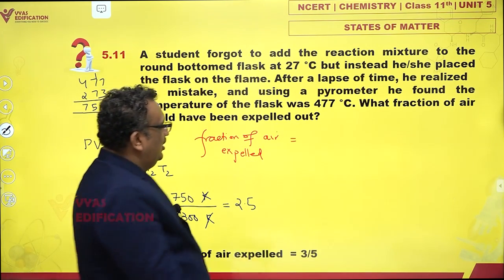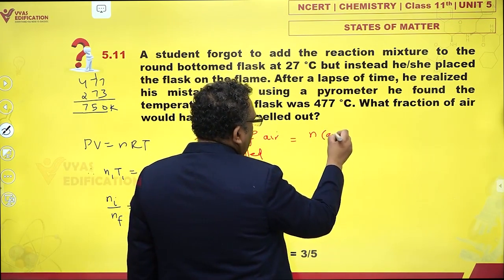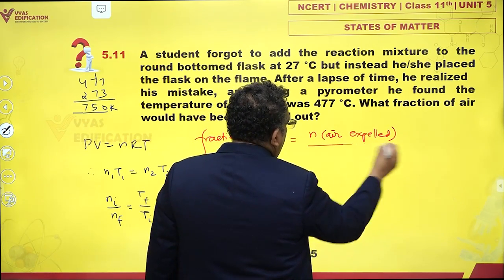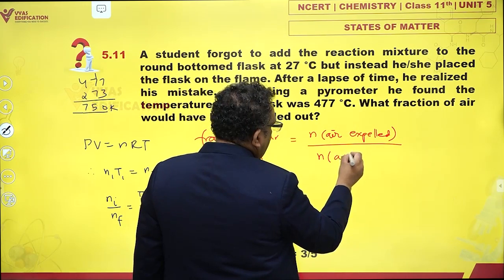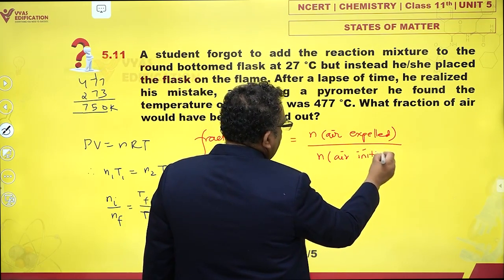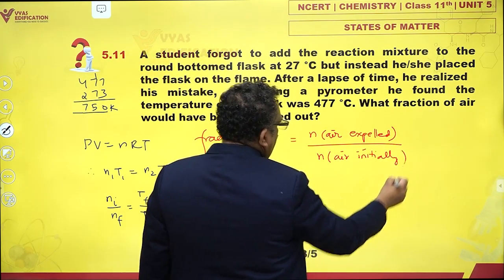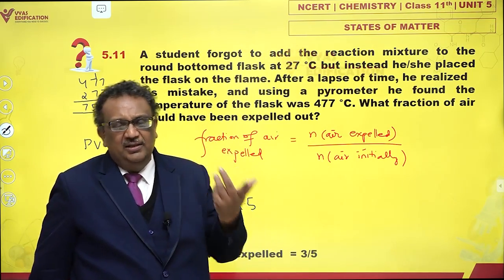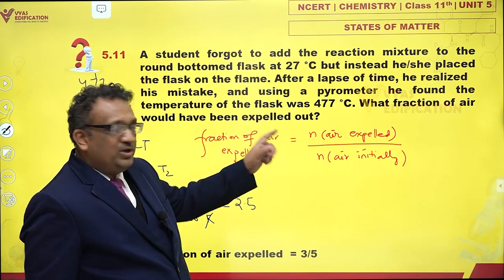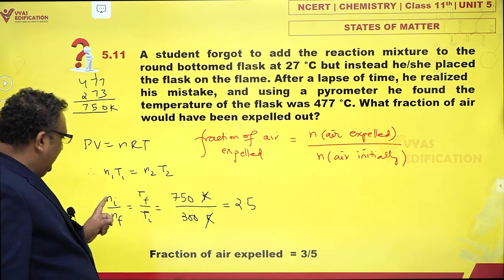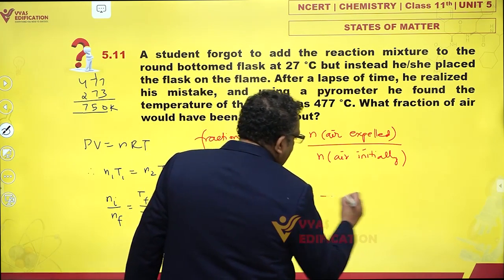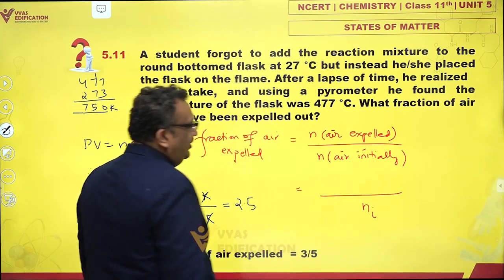Yes, this is moles of air expelled by moles of air initially. Whatever is expelled divided by whatever was there initially, that is the fraction expelled. Now what is there initially? Ni. I stands for initial. So the denominator is clear. Initially it was Ni.